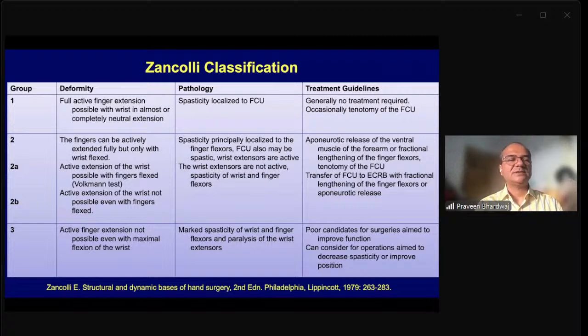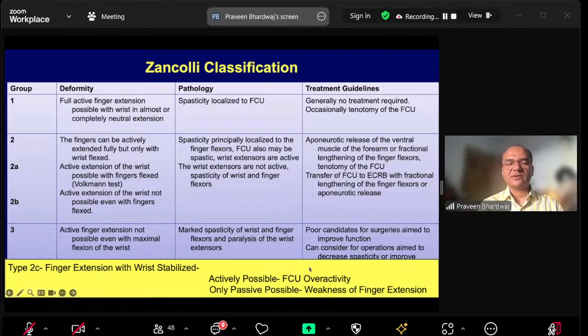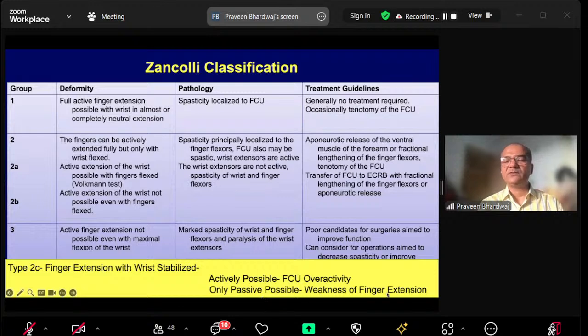Zancoli classification is the most commonly used and quite useful in categorizing and comparing patients. However, we have just added an additional C category onto this, which you get to know while you are checking the finger extension with the wrist stabilized, and this will tell us whether there is an FCU overactivity which will require to be addressed, or there is weakness of the finger extension which can be addressed by doing your tendon transfer to EDC rather than to the wrist extensors.